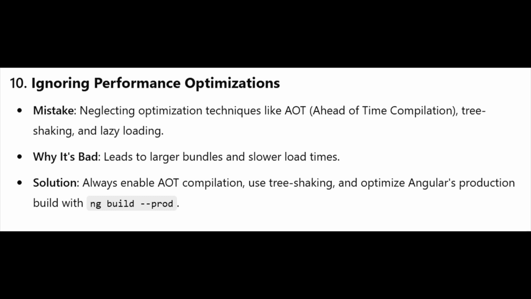10. Ignoring performance optimizations. Mistake: neglecting optimization techniques like AOT, ahead-of-time compilation, tree shaking, and lazy loading. Why it's bad? Leads to larger bundles and slower load times. Solution: always enable AOT compilation, use tree shaking, and optimize Angular's production build with ng build --prod.